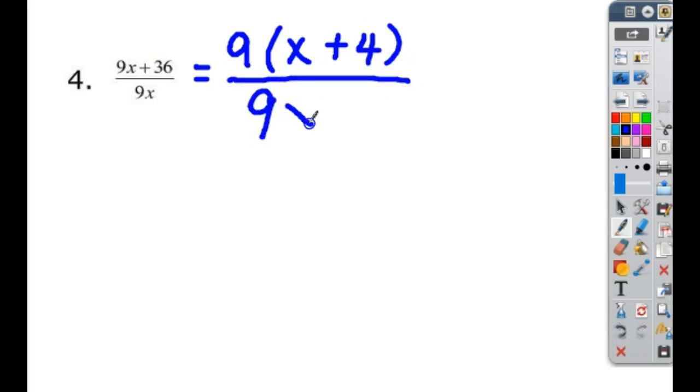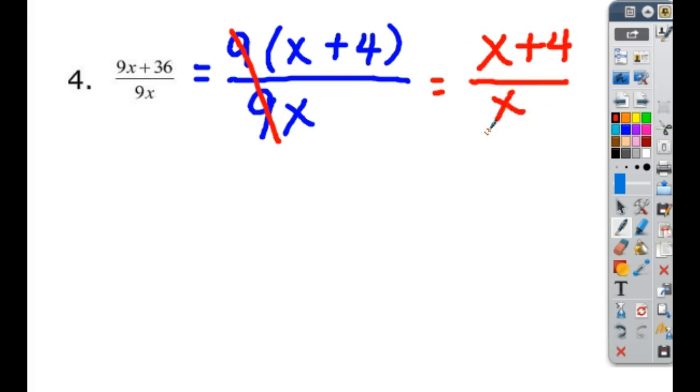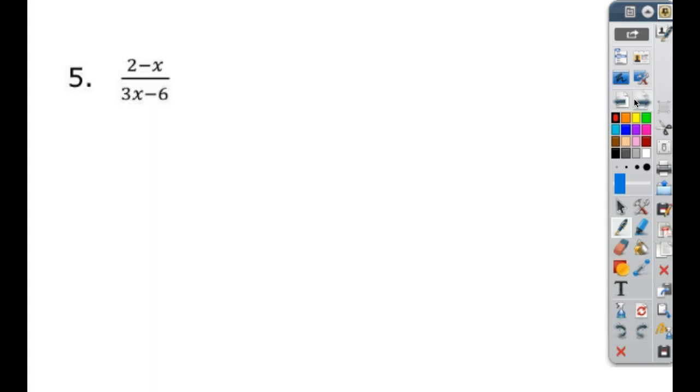Problem number 4, factor first. Let's see, a 9 will factor out of the numerator. 9 divided by 36 is 4. Cancel the 9s. You cannot cancel the x's because this x is glued to that 4 with this addition sign. And so that is the simplified answer.